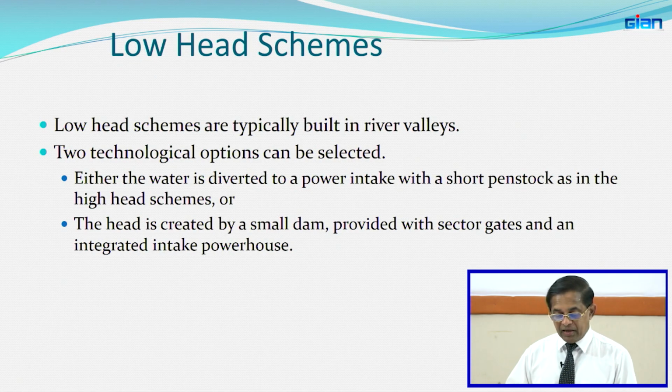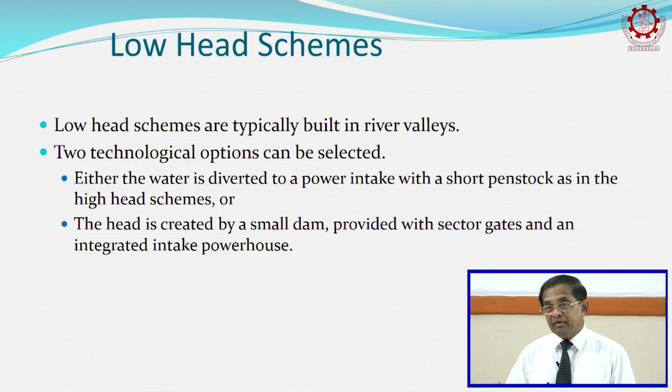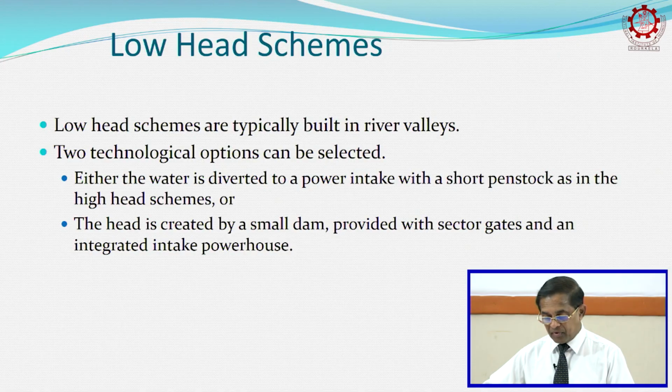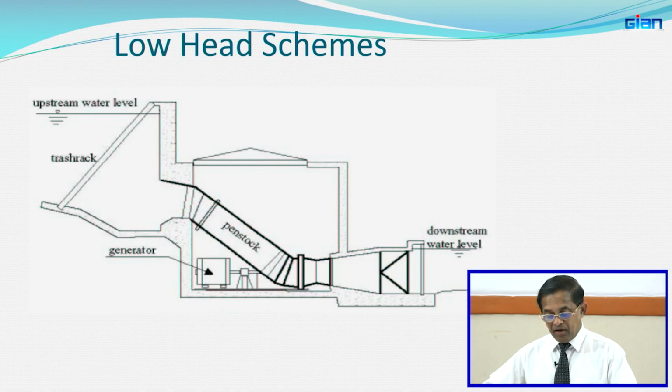And in a low head scheme, they are typically built in river valleys, right. Two technological options can be selected. Either the water is diverted to a power intake with a short penstock as in the high head scheme, or the head is created by a small dam provided with sector gates and an integrated intake powerhouse. We will see some of these things diagrammatically. Here is a low head scheme still with the penstock, same arrangement, you can see.